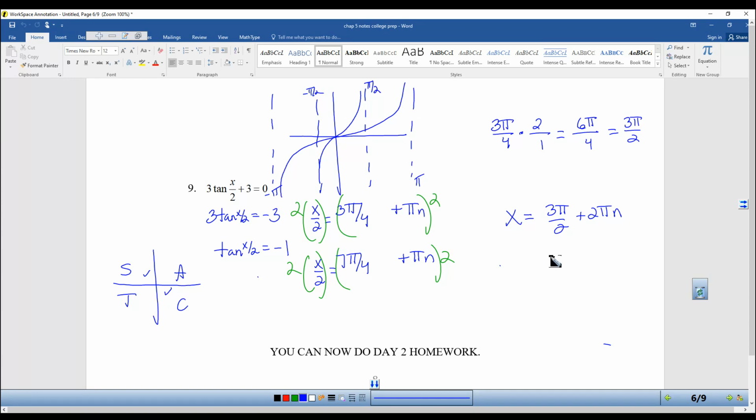And my other answer is 7 pi, not 7 pi, 14 pi. So let's go ahead and do the math again. 7 pi fourths times 2 over 1 is 14 pi fourths, which is 7 pi halves. So the other answer is 7 pi halves plus 2 pi n. Okay?